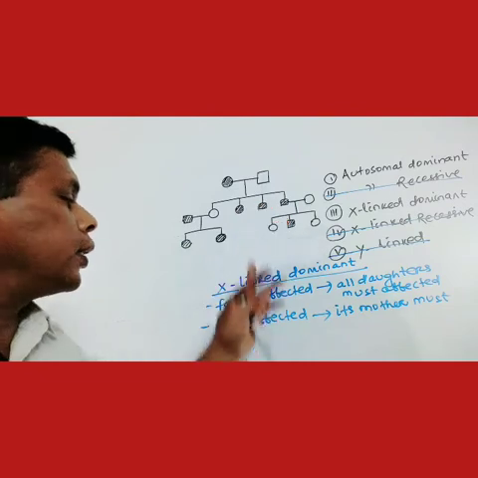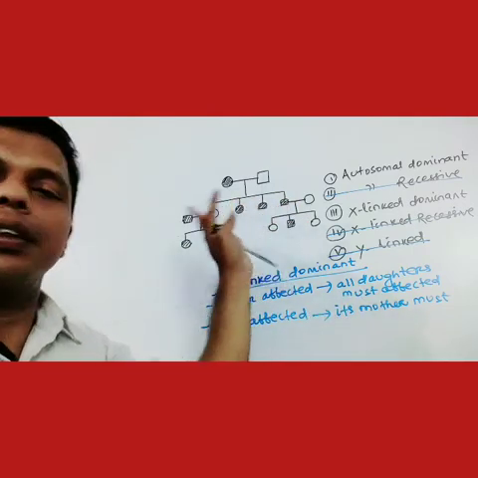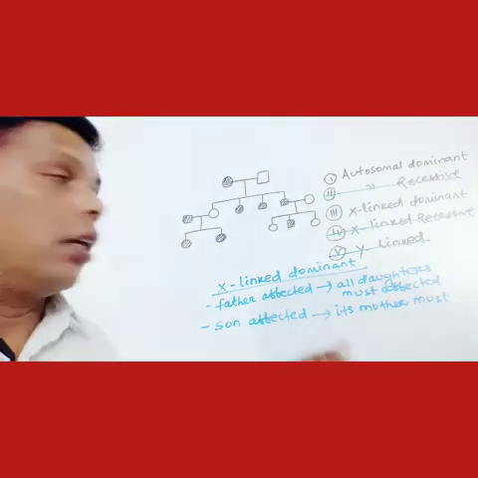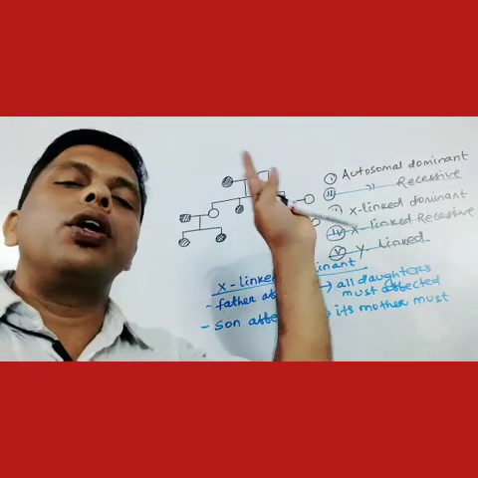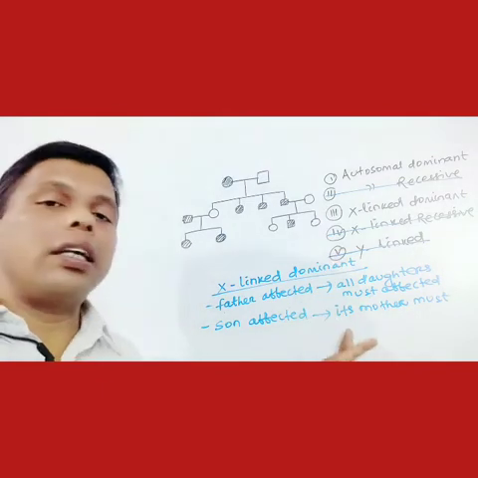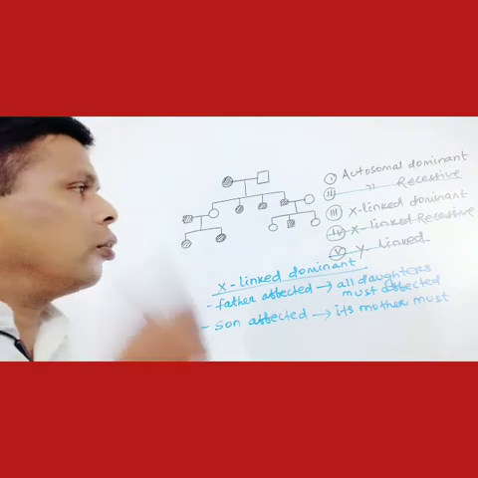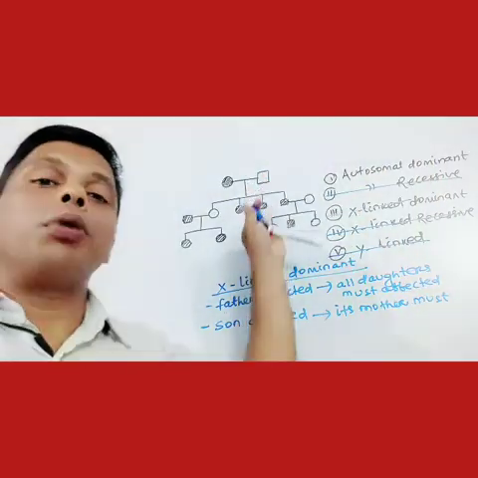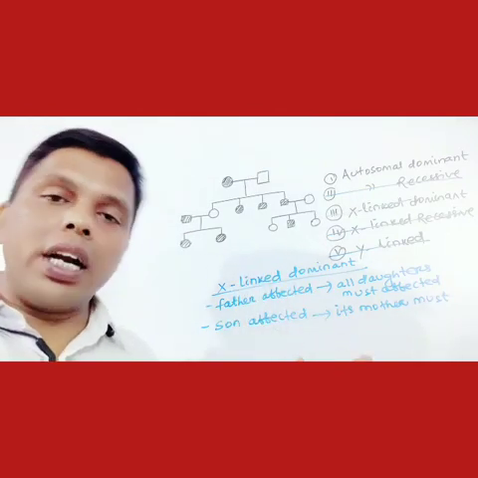In the F1 generation, all daughters are not affected. Here, a son is affected, but the mother is not affected. That means, out of the dominant trait, it is not X-linked dominant. Then this option also gone. Then what type of disorder is it? It is an autosomal dominant trait. Clear?